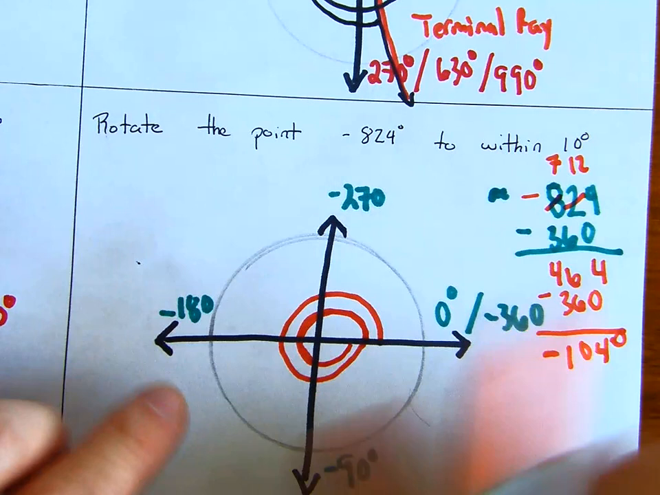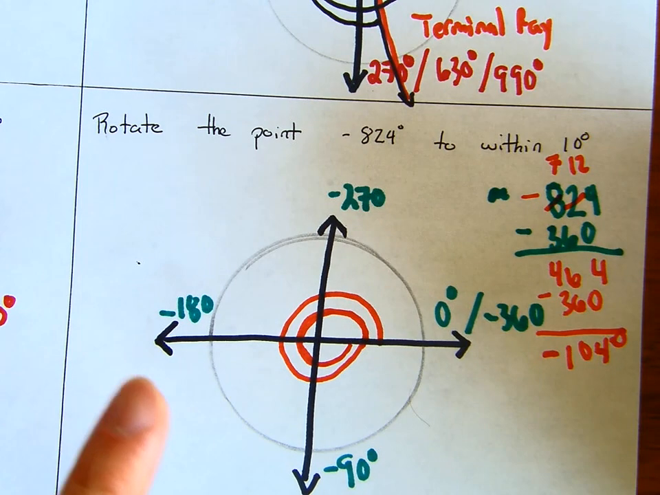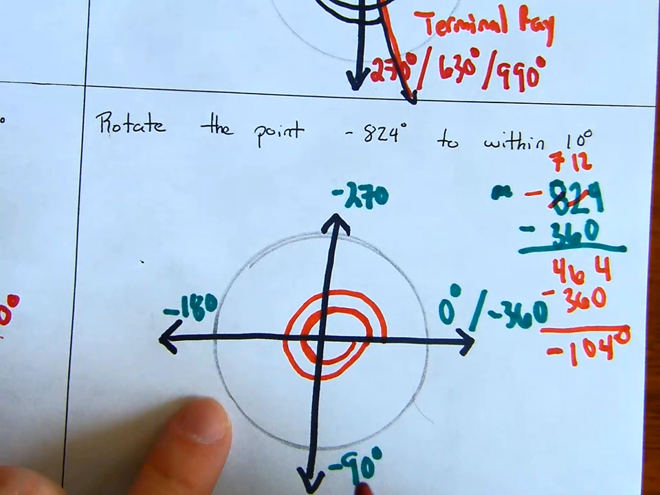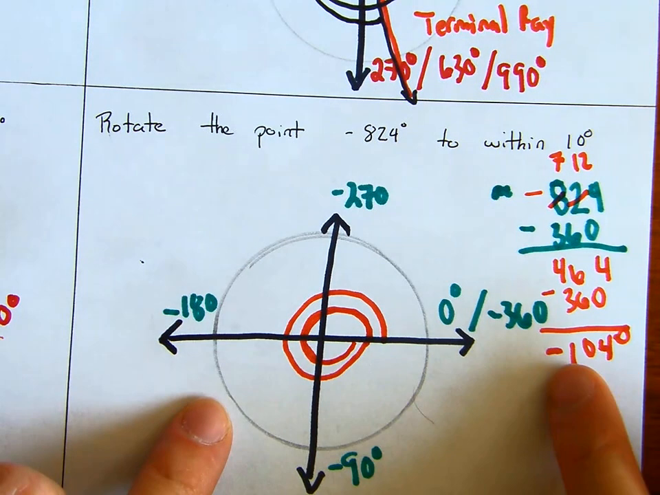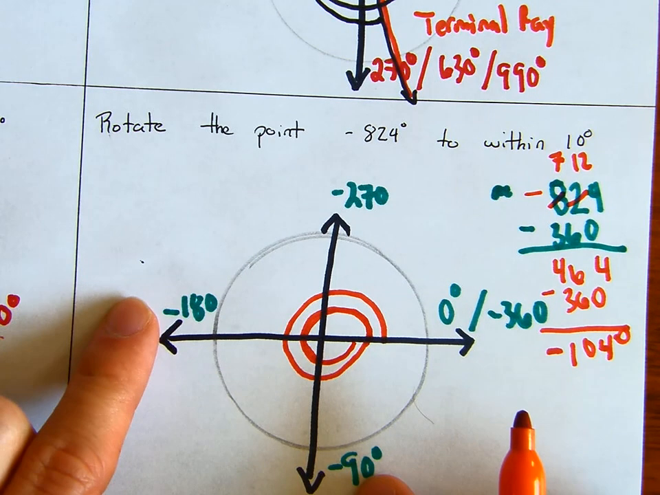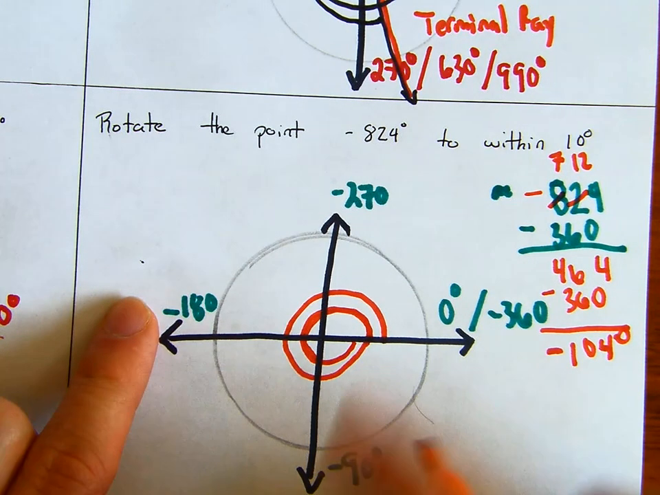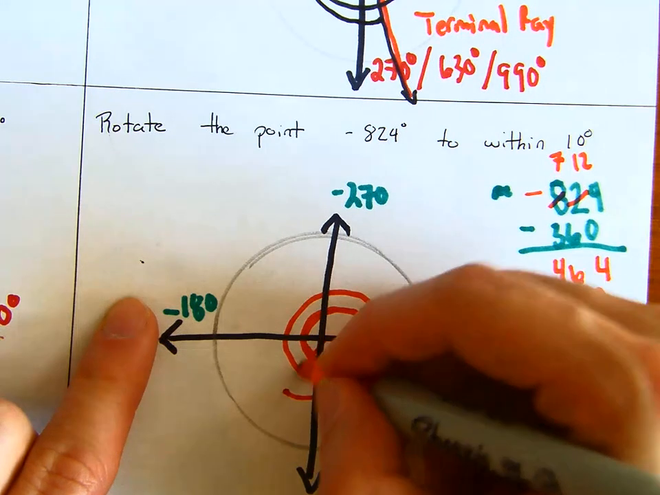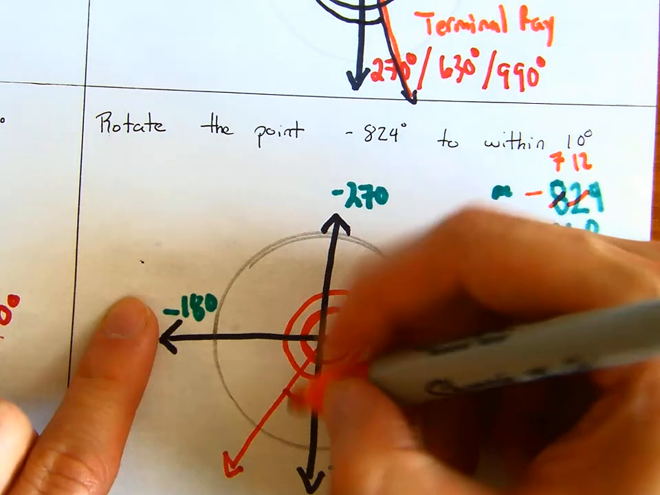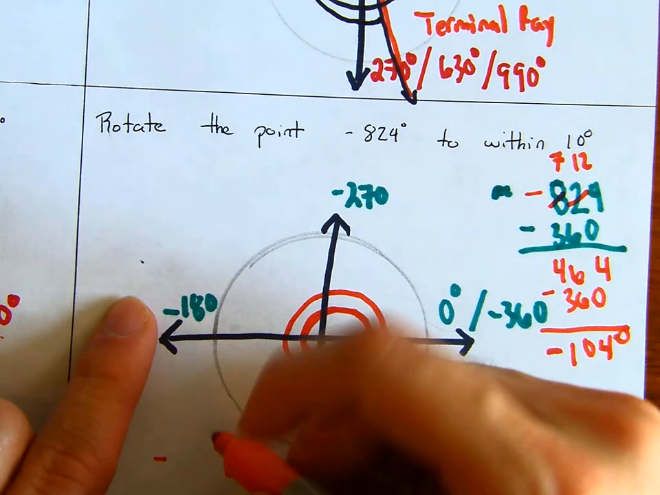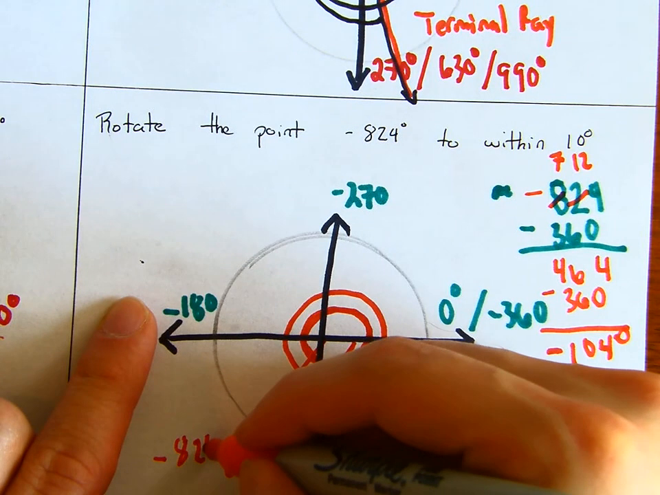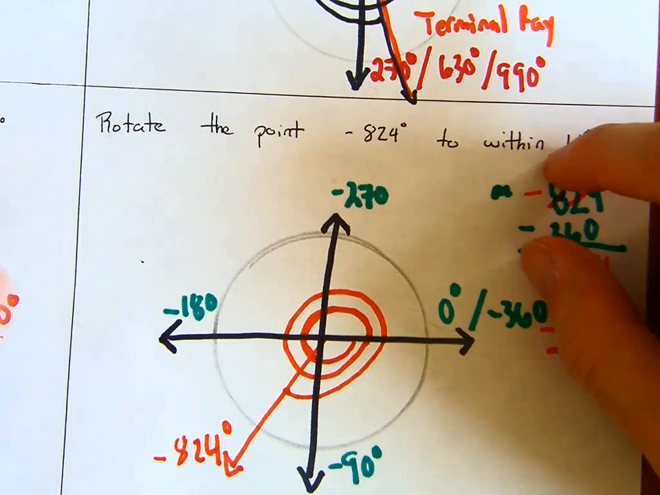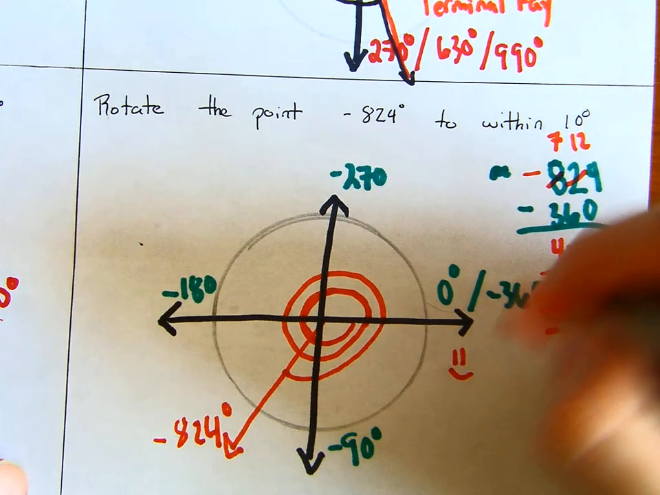Negative 104, take your time, pause the video. Where will it be? It should be here. Because negative 104 is between negative 90 and negative 180. But this negative 104 is close to the negative 90. So it should be something like that. And then boom. And that's negative 824 degree rotation. All right, happy face. This really wasn't too bad.